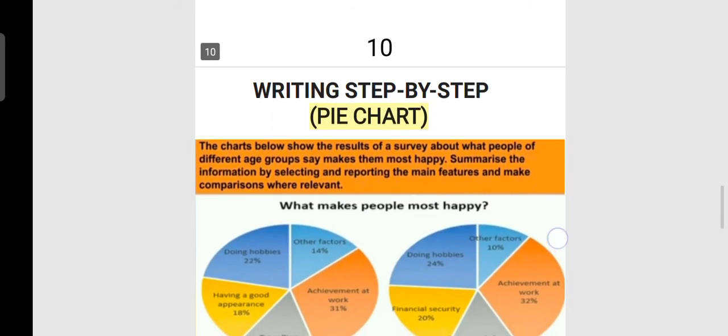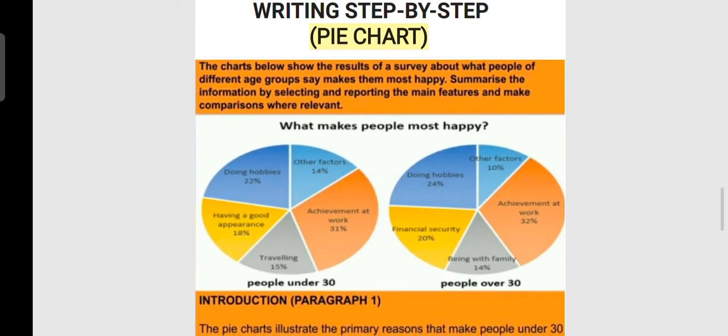Then next, a pie chart is given. The chart below shows the result of a survey about what people of different age groups say makes them most happy. Different age group people were taken, and what makes them happy was surveyed. Summarize the information by selecting and reporting the main features and make comparisons where relevant. So what makes people most happy?